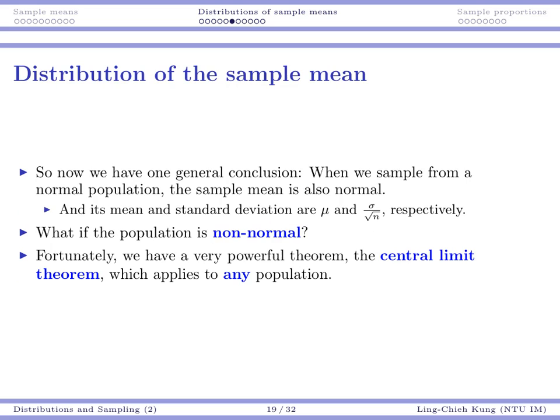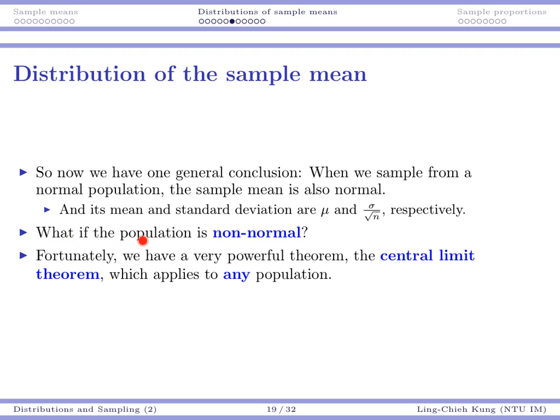So now we have one general conclusion. When the population is normal and we sample from a normal population, the sample mean would also be normal. And as always, the mean and the standard deviation of our random sample mean will be mu and sigma over square root of n, respectively. So these are fine, these are good.